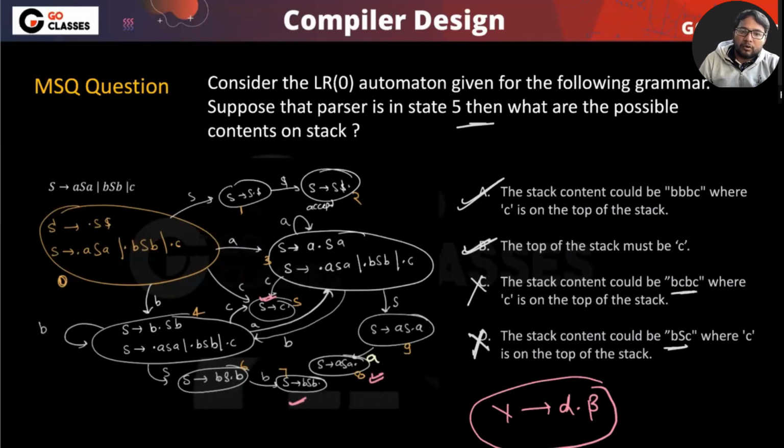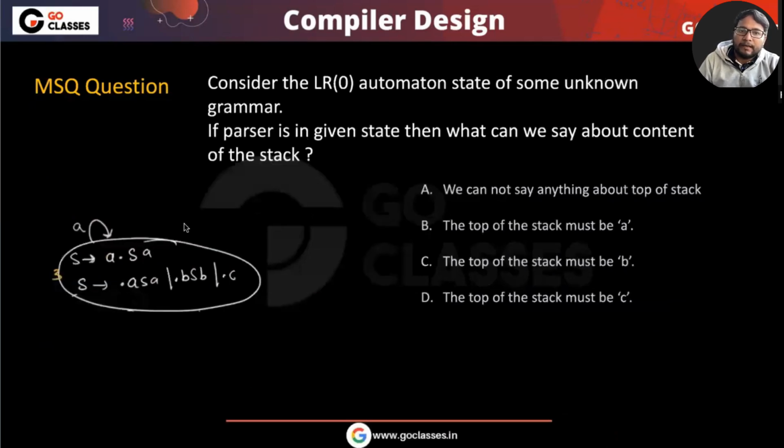Okay, maybe you can solve more examples and then tell me what is happening. Suppose there is some state that is given to you, something like ASA. So what can you say about this state? What can you say about the content of the stack if you are in this state?